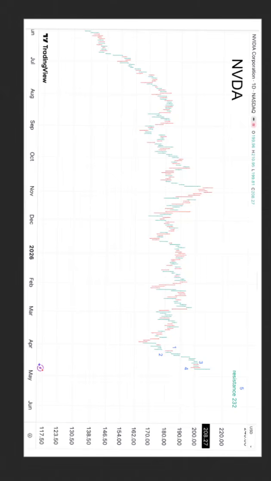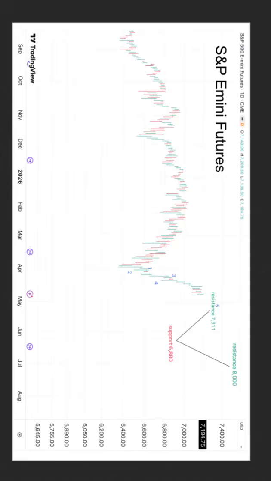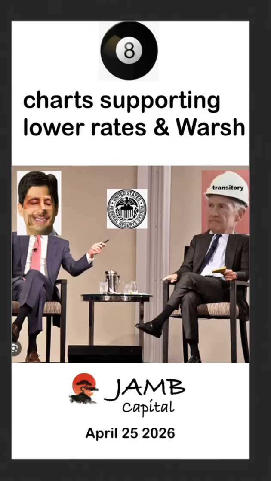And finally, let's look at an S&P forecast. This is an S&P E-mini futures forecast. We see the 7,300 level being hit, followed by a support level of 6,880 or 6,900, and then 8,000 becomes our resistance. All of those 8 charts explain how the Fed is going to boom this economy.